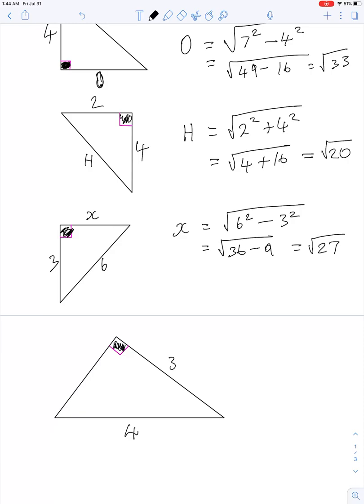So here we go. Let's call this y. So therefore y should be equal to the square root of my long side squared, minus my other short side squared, which is the square root of 16 minus 9. And what's that? Someone help me. That is the square root of 7. There you go. Nice and easy.